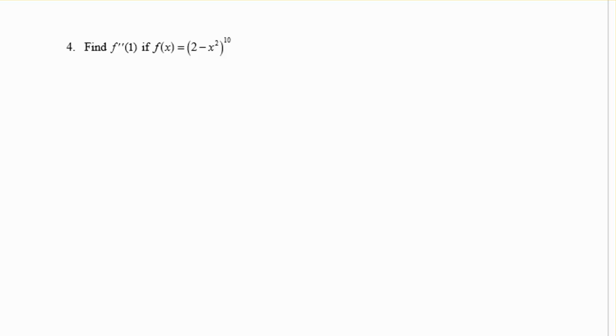This one's asking for the second order derivative because it's f double prime. So what I'm going to do first is the chain rule. This is going to be the easiest way to do this one. So the chain rule, if I was going to find f prime of x, and it says find f double prime of 1, so we've got to find f double prime of x, and then just put 1 into it.